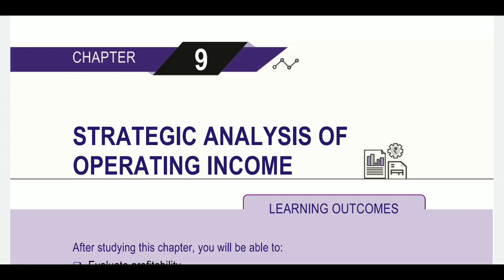Hello, welcome to all. In this video, we are going to discuss strategic analysis of operating income. What is meant by operating income? Operating means business income, whatever business you are doing. For that business, you earn some income for operating the business. That is operating income. For that operating income, we will analyze in a strategic way. That is known as strategic analysis of operating income.